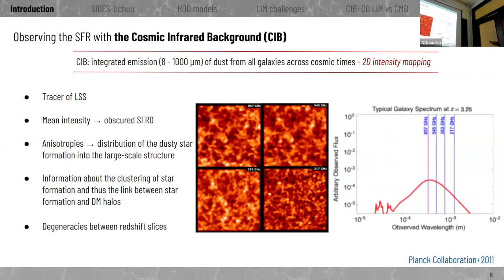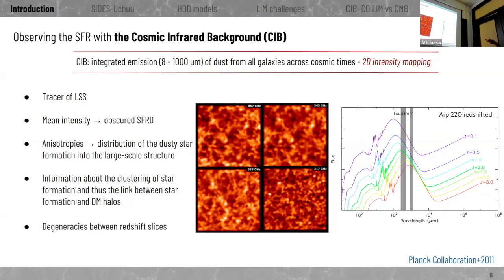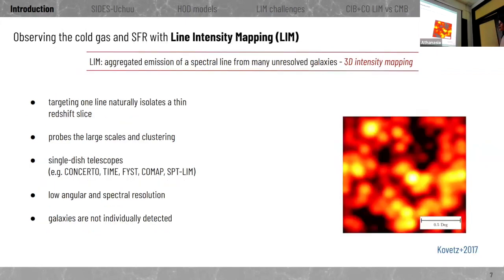And that's due to the SED of the galaxies. As you see here, the peak of the SED depends on the temperature of the galaxy, but at the same time, it also gets shifted depending on its redshift. So if we observe at one frequency, we get all these SEDs from all these different redshifts, so we can't say that this frequency corresponds only to this redshift. And that's why we can move to line intensity mapping, which we can see as a 3D intensity mapping, where we target only one line, not the continuum of each galaxy anymore, just one spectral line.